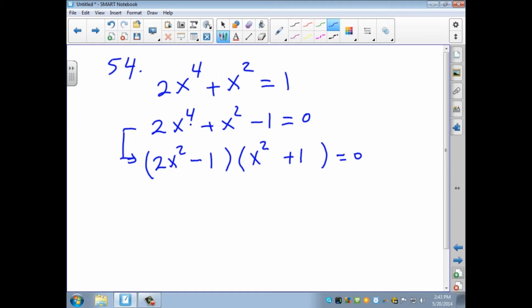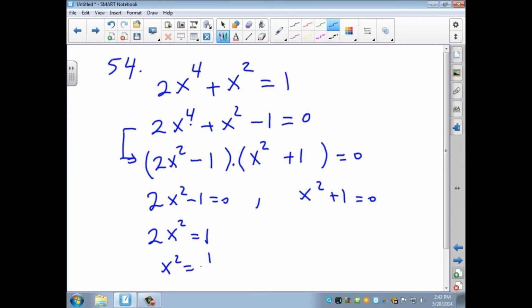So now you have the product of two expressions equals 0. So that means either 2h squared minus 1 is equal to 0, or h squared plus 1 is equal to 0. So for each one of them you solve it. So 2h squared minus 1 equals 0. That means 2h squared is equal to 1. That means h squared is equal to 1/2.